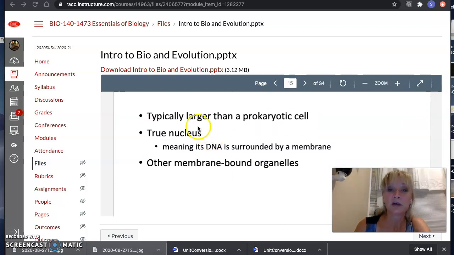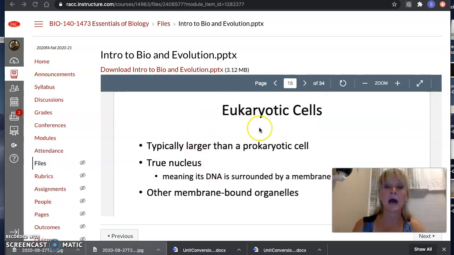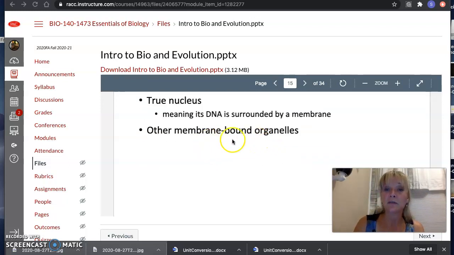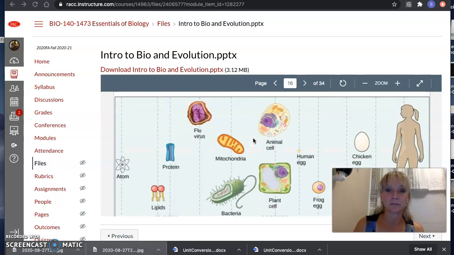So eukaryotic cells are usually bigger. Our cells under a microscope are bigger than a bacteria. So eukaryotic are bigger than prokaryotic. They have a nucleus, which means the DNA inside isn't like string. It has a membrane around it to protect it, like a fort or a bank. They also have other membrane-bound organelles. We'll get into the cell later, but all the little organs inside also have membranes around them.